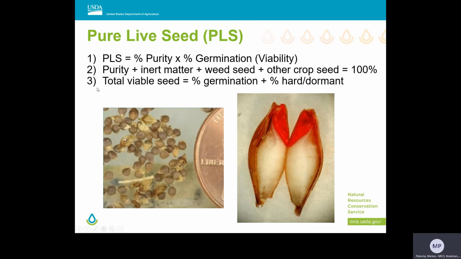Our total viable seed then is the percent germination plus the percent hard seed. So sometimes on seed tags, you'll see germination and hard seed values and a total viability. So in that case, your PLS will be percent purity times the percent viability.